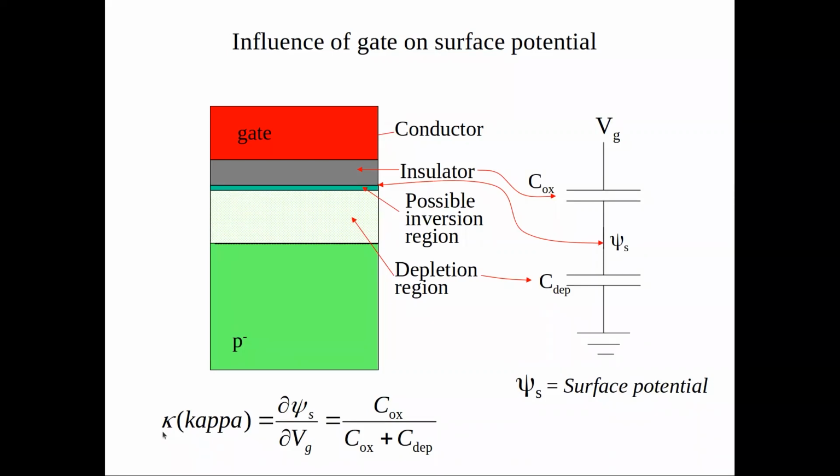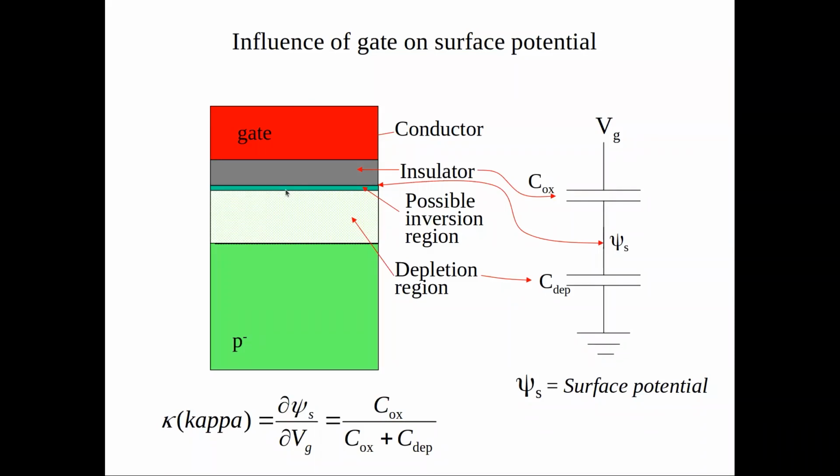So what is the top plate of the depletion capacitor? The top plate of the depletion capacitor is the surface, the interface between the silicon and SiO2, the insulator. So it's also the bottom plate of the oxide capacitor, right? Yes. So the charge here is the same. The bottom of the oxide capacitor is the same as the top of the depletion capacitor. So if I apply a positive voltage on the gate terminal, there should be a negative charge on the bottom plate of Cox, right?